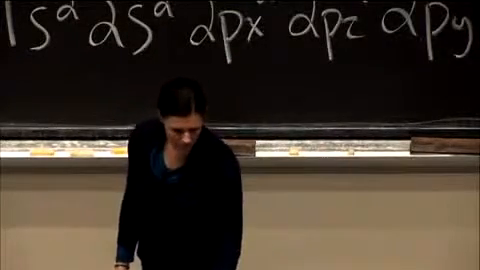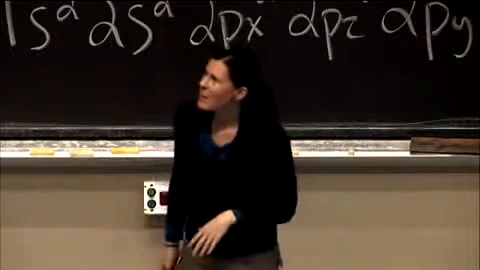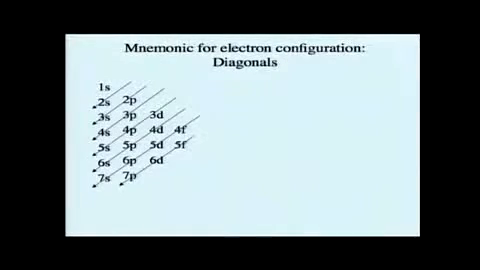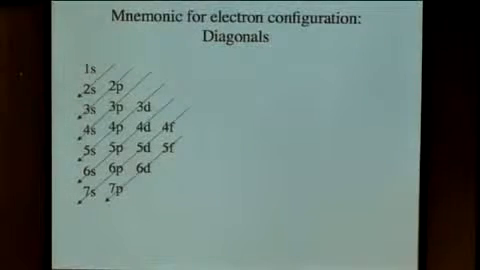So here's the mnemonic I mentioned for writing the electron configuration and getting those orbital energies in the right order. All you do is just write out all the orbitals, the 1s, then the 2s, 2p, 3s, 3p, 3d. Just write them in a straight line like this. And then if you draw diagonals down them, what you'll get is the correct order in terms of orbital energies.